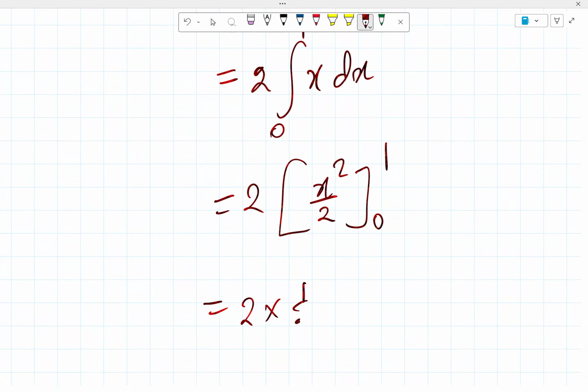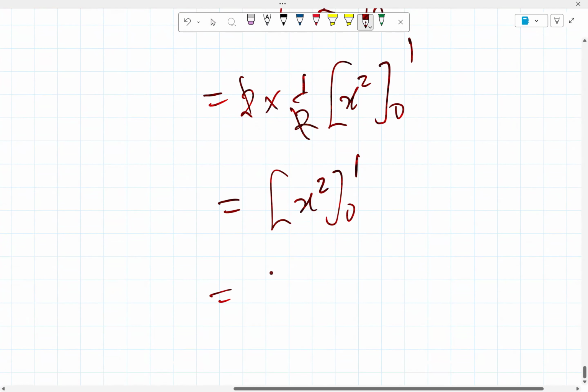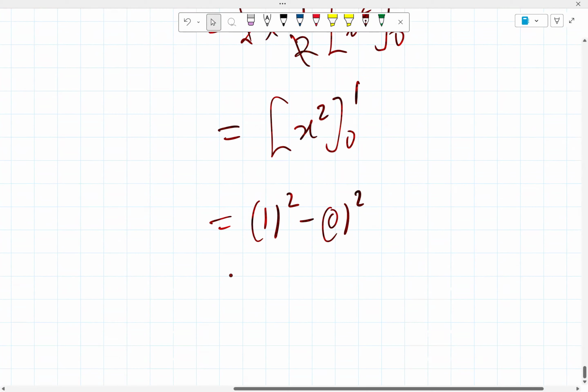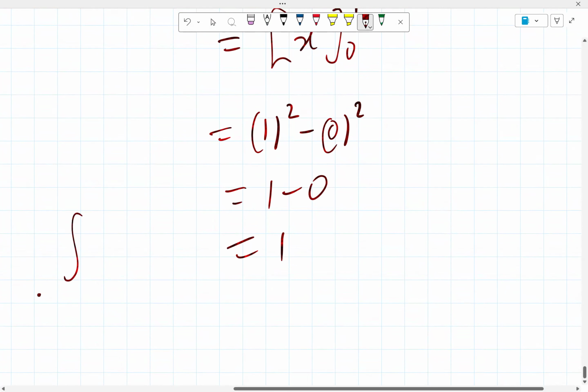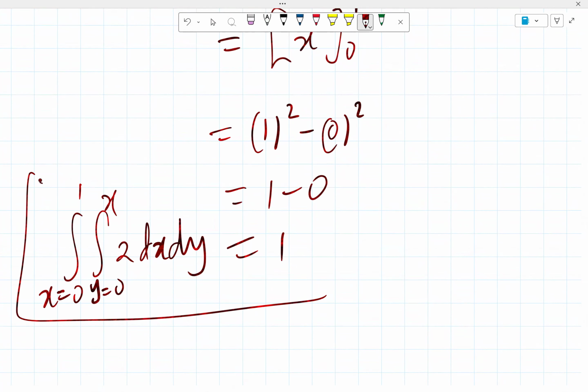So you have 2. If you bring out the half, you have 1 over 2 times x squared from 0 to 1. So this cancels this. So we just have x squared from 0 to 1. So lastly, at 1, we have 1 squared minus at 0, we have 0 squared. And that is simply 1 minus 0, and that is 1. So that actually passes. So this is now the integral from x equals 0 to 1, integral from y equals 0 to x of 2 dy dx. So that actually passes for a proper joint probability density function based on the second property.